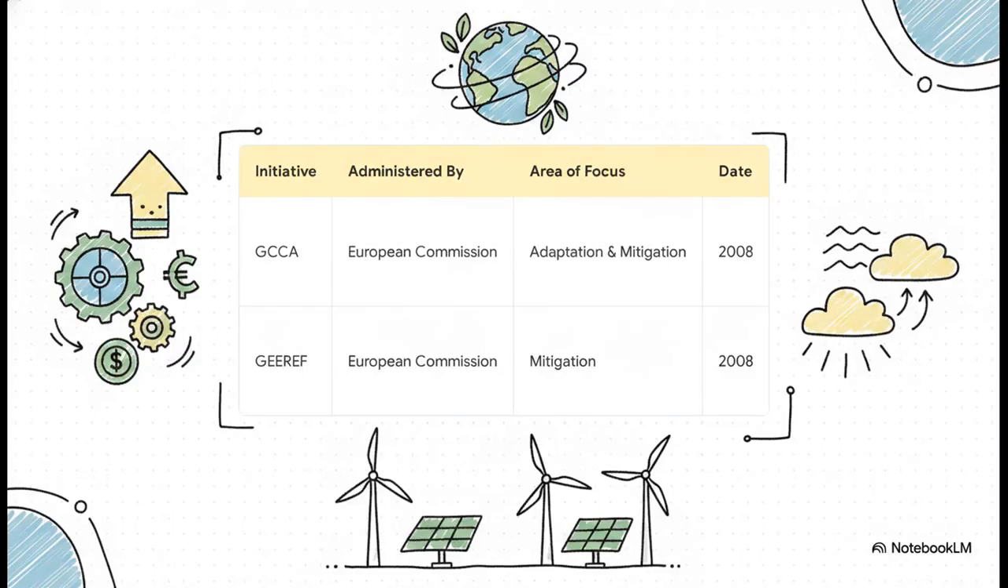To give you a sense of how these things actually operate, let's compare two major regional initiatives administered by the European Commission, both of which became operational in 2008. First, you have the Global Climate Change Alliance, which focuses pretty broadly on adaptation and mitigation. But then look at the second one, GEREF, the Global Energy Efficiency and Renewable Energy Fund. What makes GEREF so unique is its structure. It was set up as a public-private partnership, meaning it actively blends public funds with private investments to drive general mitigation efforts. It's a really clever way to multiply impact.